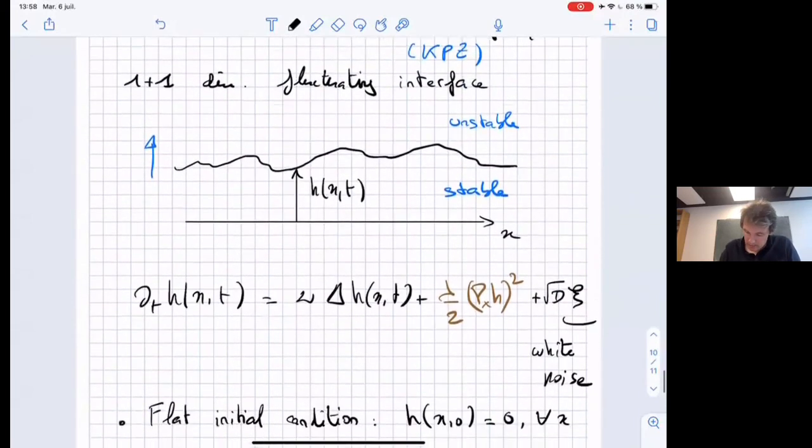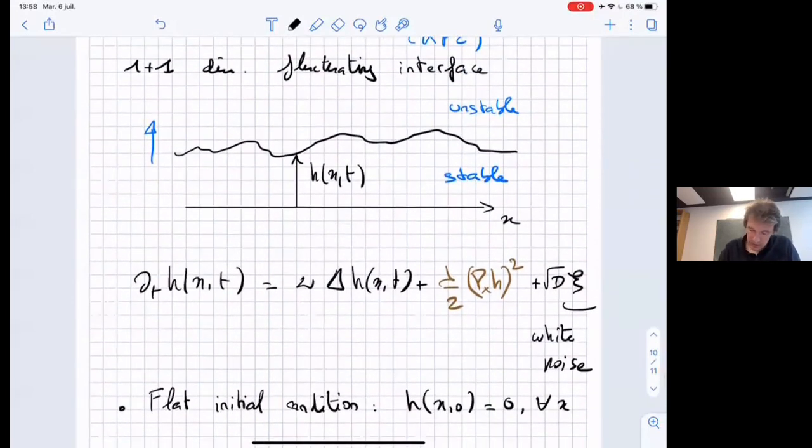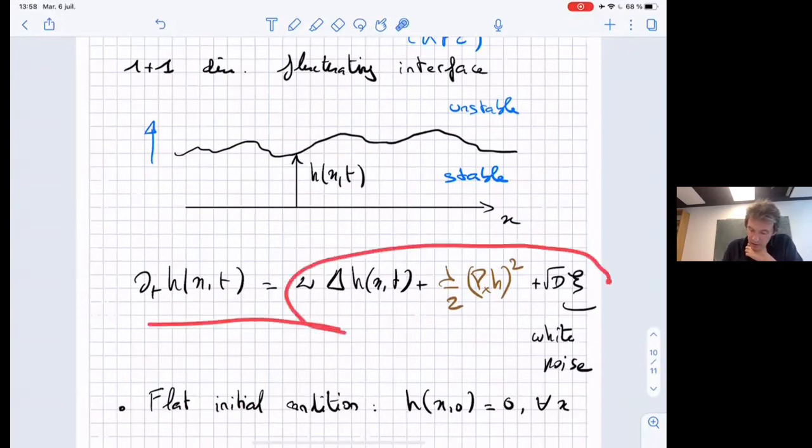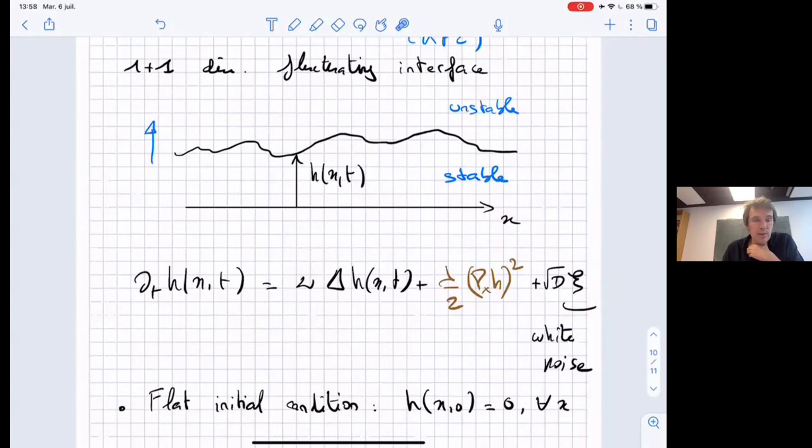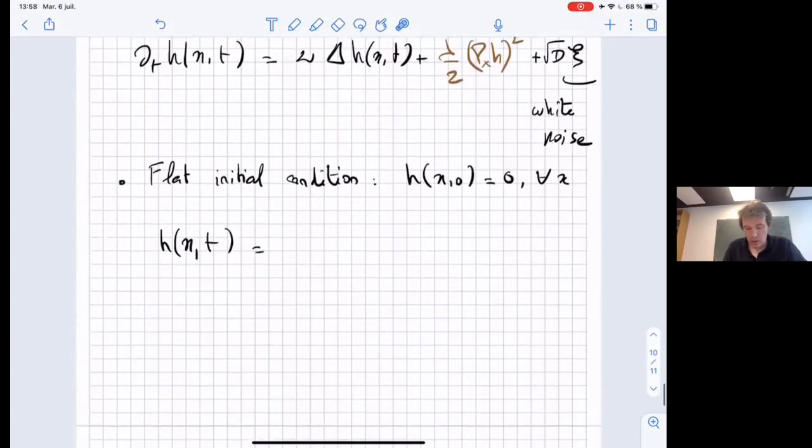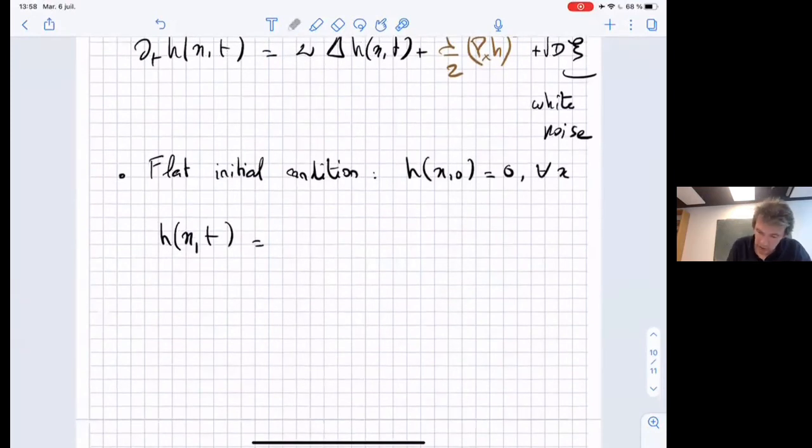Now for large time, basically you can almost guess what the leading term is. Because of this term, which is positive, lambda is positive, you see that there is a finite velocity. So the average value of the right-hand side is positive. And therefore there is a mean velocity that drives your interface. And therefore at leading term, h of x,t is just proportional to t. So that's the leading term. There is some coefficient here, c, with this index F for flat.